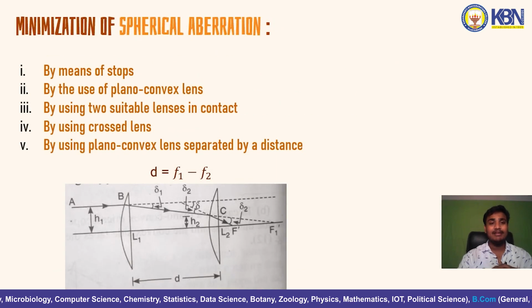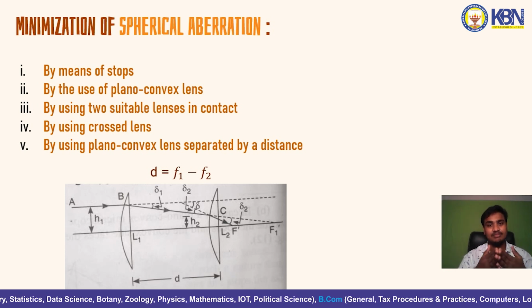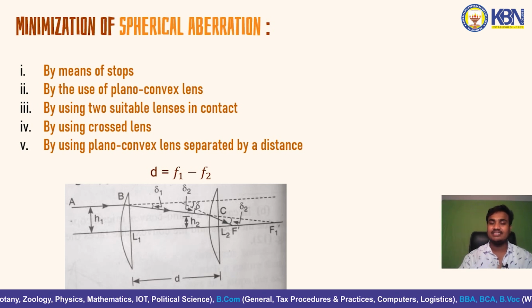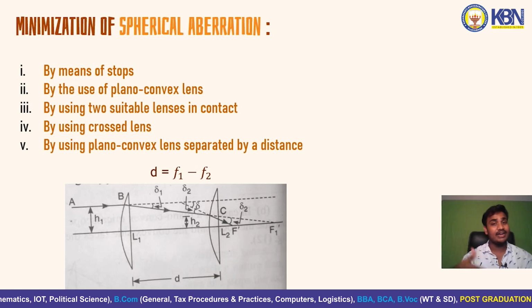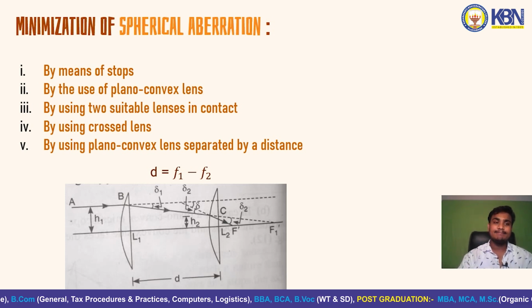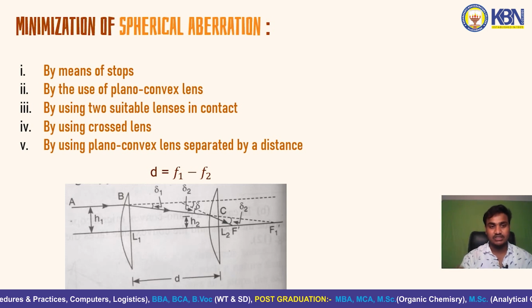Then coming to the minimization of aberrations: in chromatic aberration there is only one method, that is achromatism. But coming to the spherical aberration, there are about 6 methods by which we can minimize or eliminate it. The first one is that spherical aberration can be minimized by means of stops. By placing the stops, we can minimize spherical aberration.